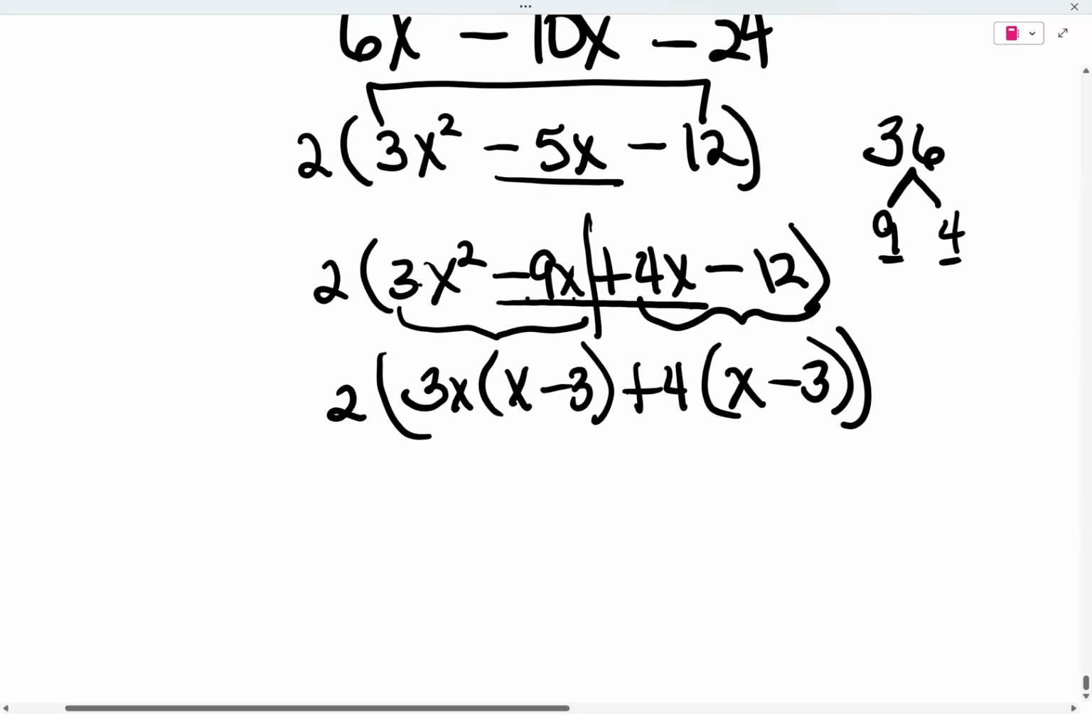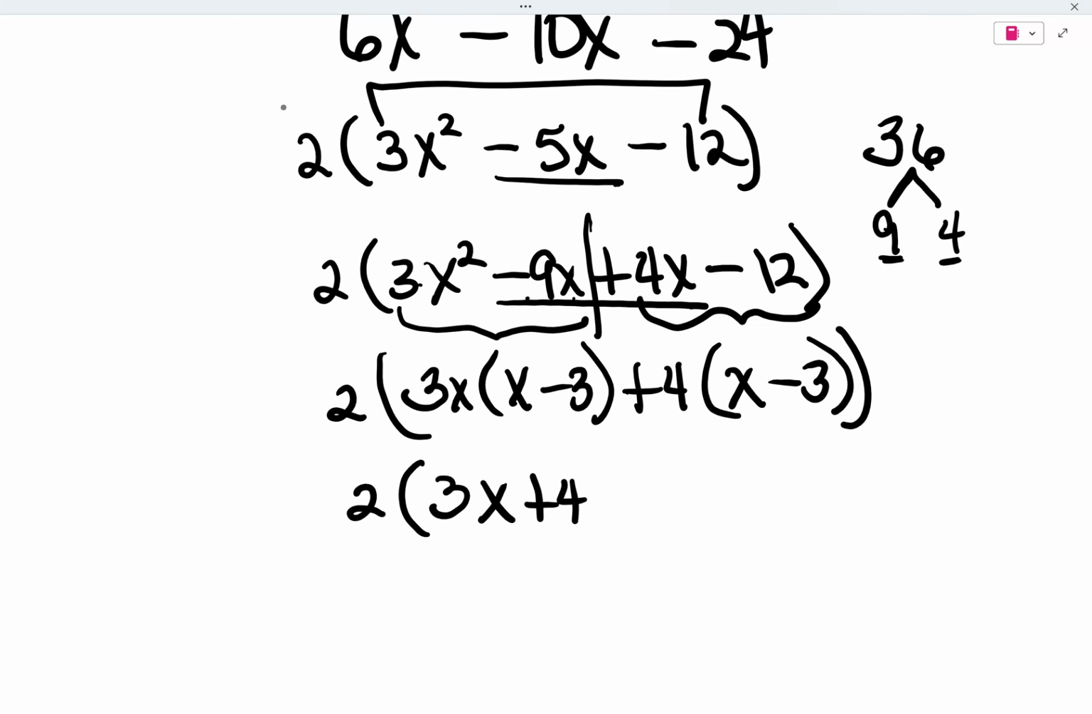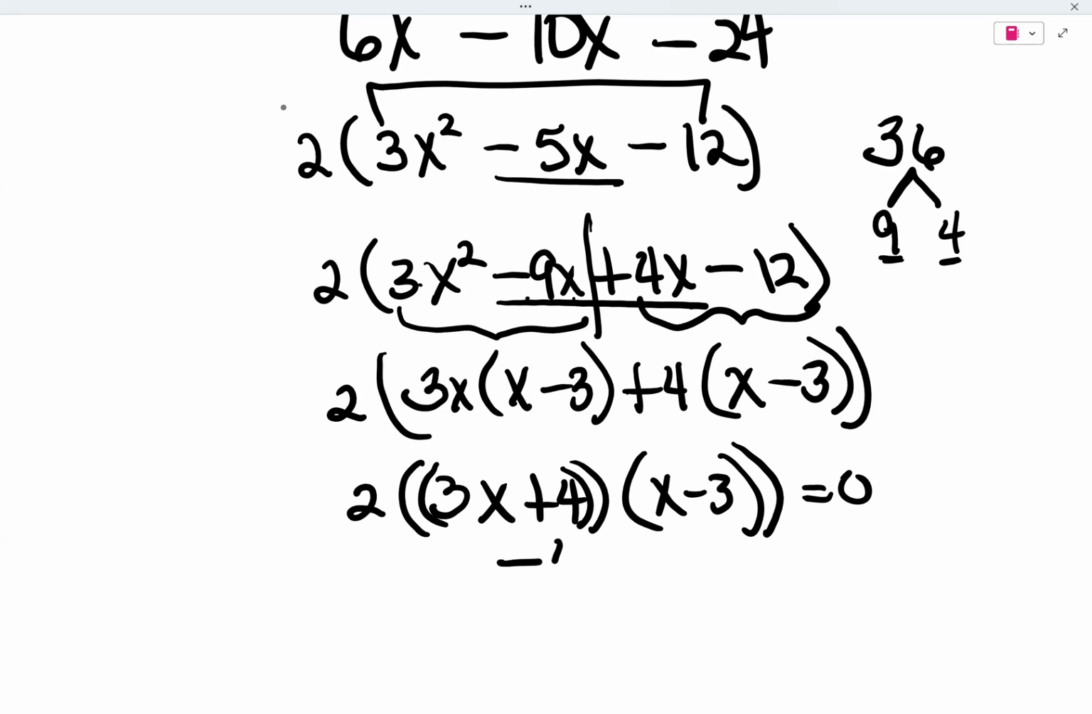If I split this up further, this becomes 2 parentheses of 3x plus 4. That's this first term right here. And the second term is the x minus 3. So that's what that factor by grouping concept looks like. And if you remember, this is always equal to 0. So if I solve for the solutions, I know that one of the solutions is negative 4/3, and the other solution is positive 3.